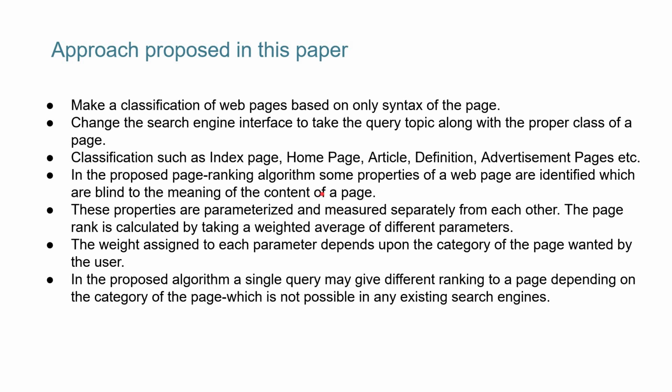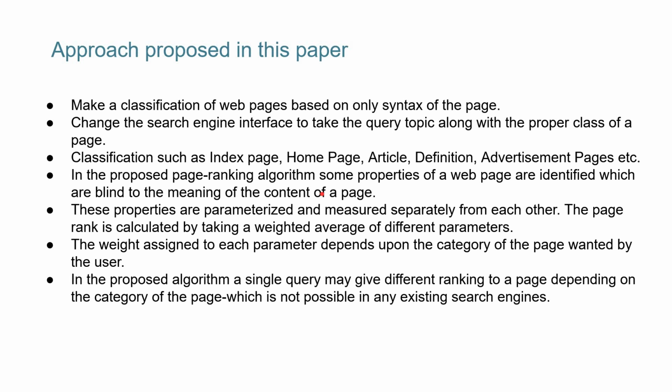For example, if a search topic is given like antivirus software and the given category of page is home page, then the home pages of different antivirus companies will get a higher rank. Now if for the same query, antivirus software, the category given is article, then the pages giving a general description of antivirus software will get a higher rank, like Wikipedia or articles related to antivirus software.